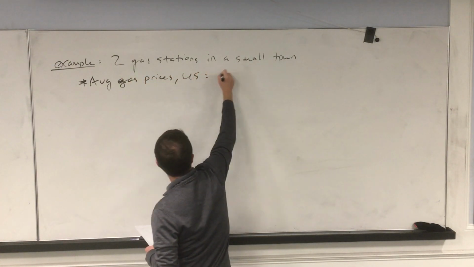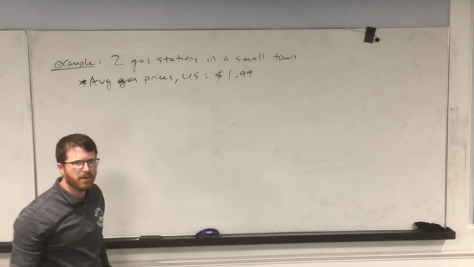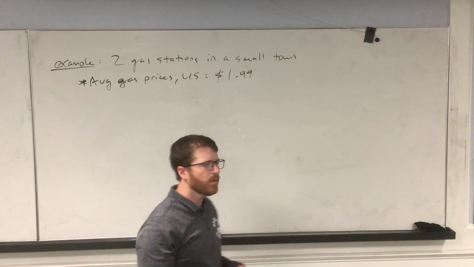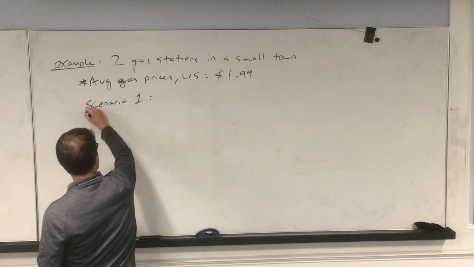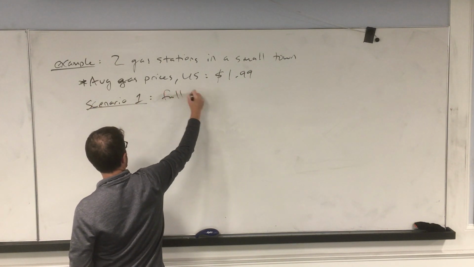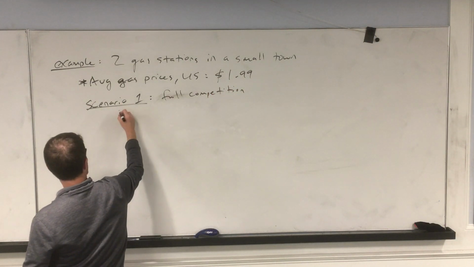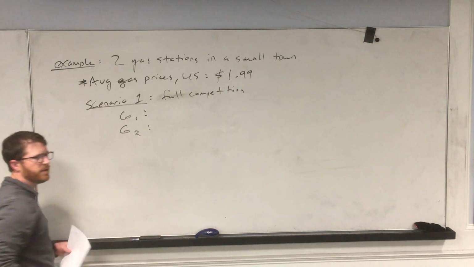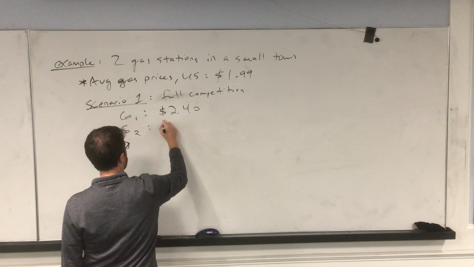Let's say that average gas prices for the U.S. are $1.99. Okay? Well, then what do you think is going to happen to these two individual firms? Let's think about scenario one, which is full competition. So you've got these two gas stores, all right? So put G1 and G2 for these two stores. And let's imagine that right now this is what they're charging.